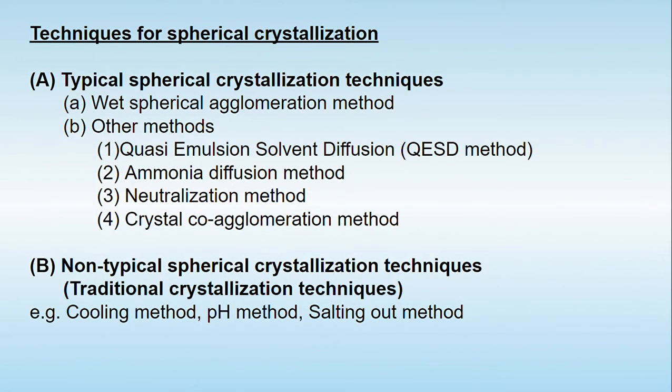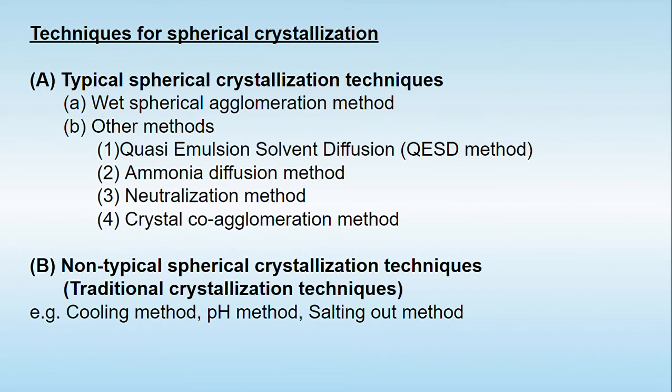The techniques or methods which are used for spherical crystallization we can classify into three: typical, non-typical, and novel. The typical, the most widely used, is called the wet spherical agglomeration method. It is like a wet sieving method. Other methods are listed here, like quasi-emulsion solvent diffusion, ammonia diffusion, neutralization, and the crystal co-agglomeration process.